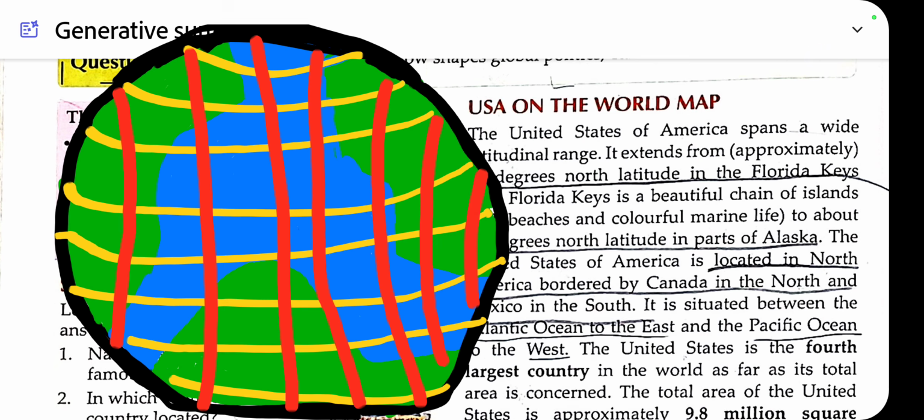Now it is written that it extends from approximately 24 degree north latitude, which means, so this is the earth and it's actually a much better view. We can rotate it. This is India and this is North America. These standing lines are longitudes and these horizontal lines which I have just now added are called latitudes. I hope they are clear.